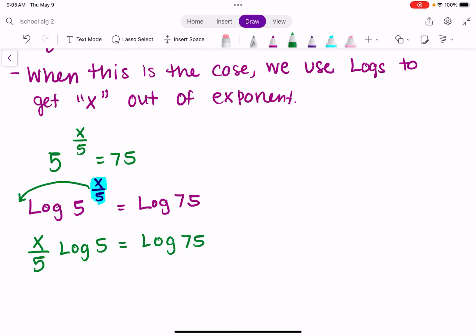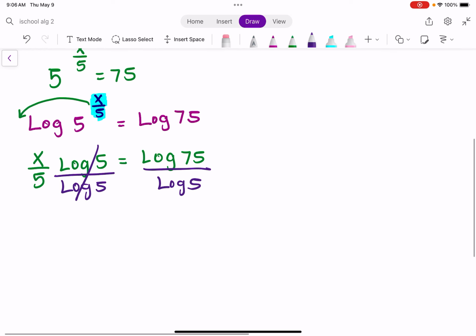Now that x is not in the exponent anymore, I can just do a normal equation. Now you might be getting a little bit lost with the log parts, but remember, log 5 is just a number, right? And log 75 is just a number, right? So we act as if it is a number. First things first, I'm trying to get the x by itself, so I'm gonna divide both sides by log of 5. So I'm left with x over 5 equals log 75 over log 5.